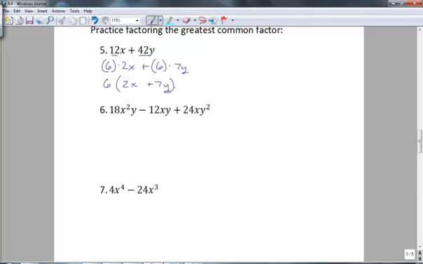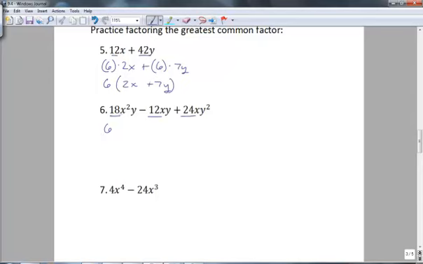Okay, let's take a look at number 6. Got 3 terms this time. So I've got an 18, a negative 12, and a 24. What's the common factor there? What's the biggest number that goes into all 3? Well, once again, it's a 6. So I'm going to write a 6 here. Well, I'll leave that alone. I'm going to get rid of the parentheses for a second here because we got more than just a 6.